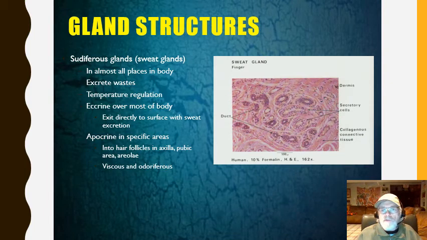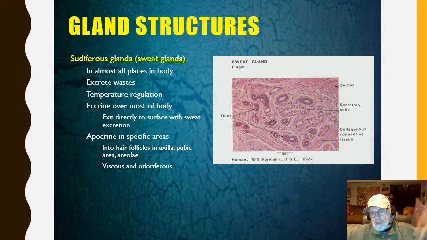Now, the other glands that we have are called sudoriferous glands, and sudoriferous glands are sweat glands. These sweat glands are almost everywhere in the body. Basically, they're there to excrete waste, to get things to the outside. They're also important in temperature regulation. We talked about this before with the initial functions of skin: if I want to dissipate heat, I'll sweat more. The sweat gets onto the surface of my skin, and it evaporates according to the temperature.